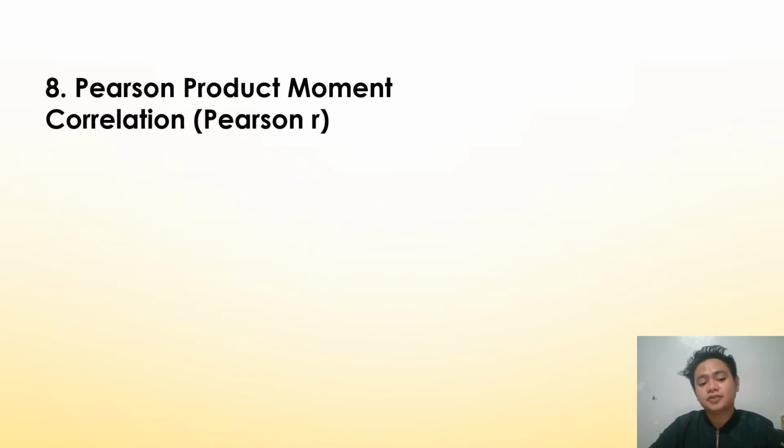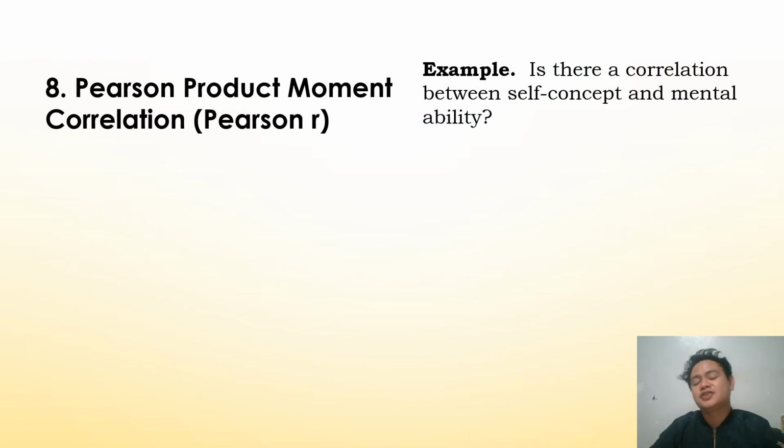Another statistical tool that you must consider is Pearson product-moment correlation or Pearson r. This statistical tool can be used if your variables are in interval or ratio data. Take note, you must have two groups of data to compare. So for example, is there a correlation between self-concept and mental ability? Like what I told you a while ago, you must consider your data. In Pearson r, your two groups of data must be in interval or ratio data.